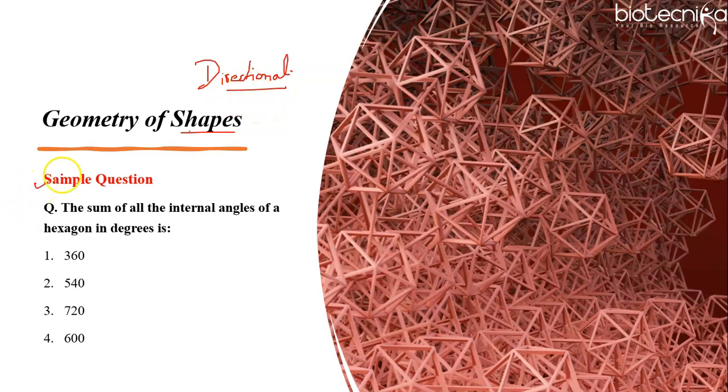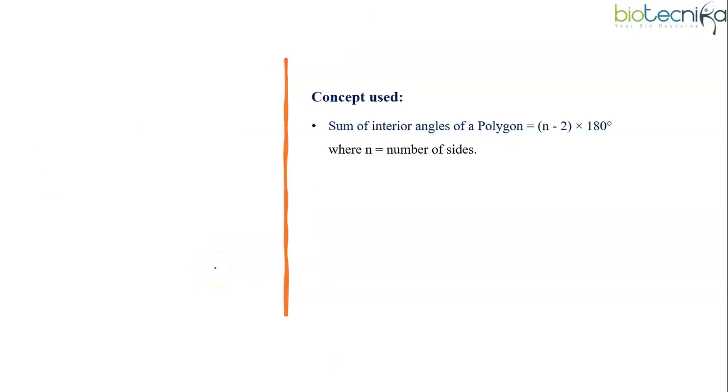So here I have included a sample question based on geometry of shapes, which is: the sum of all the internal angles of a hexagon in degrees is. To answer this question, you need to be familiar with what is a hexagon and how to calculate the sum of internal angles of a hexagon. So hexagon is basically a polygon with 6 sides. An internal angle is an angle which is measured between the 2 adjacent sides of a polygon.